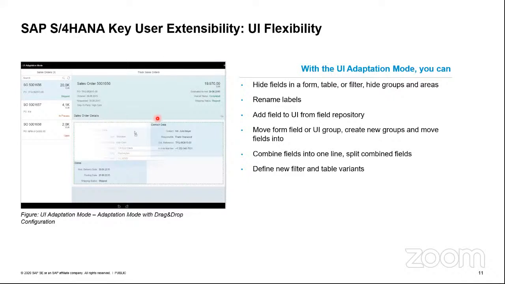You could also rename labels. You could just directly go to any label and rename it according to your specific nomenclature. And you can combine multiple fields and add them to a single group, or you could split an existing group into multiple field groups, etc. And you can define new filter and table variants. All these things can be done as part of the UI flexibility.